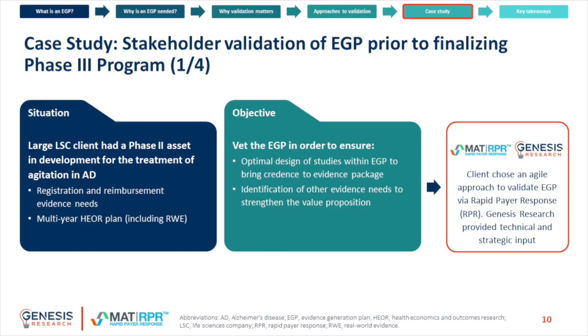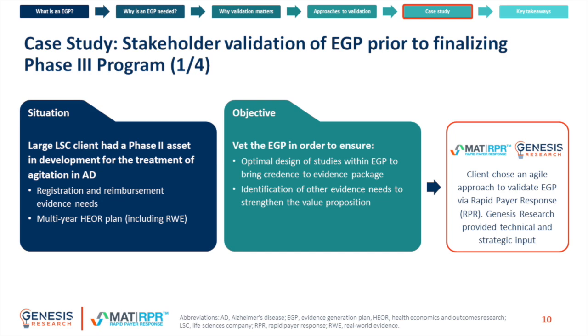I'm going to rush a little bit on the case study. So this case study was working with a life sciences company. The indication they were pursuing was agitation in Alzheimer's disease. They wanted to vet the EGP. They wanted to understand the data gaps, and they also wanted to understand how they should be delivering on the evidence. The client chose to work with RPR and Genesis Research.